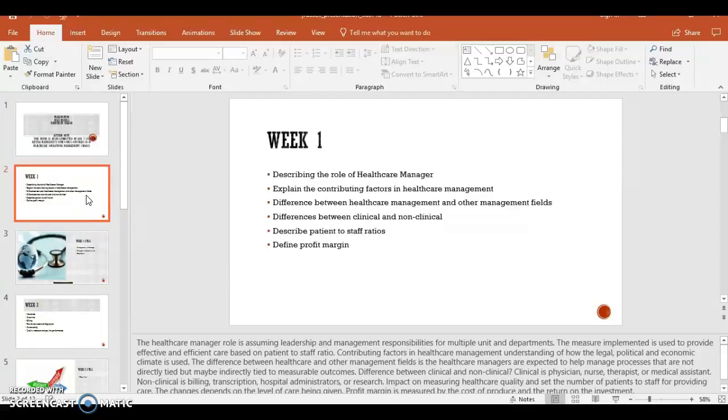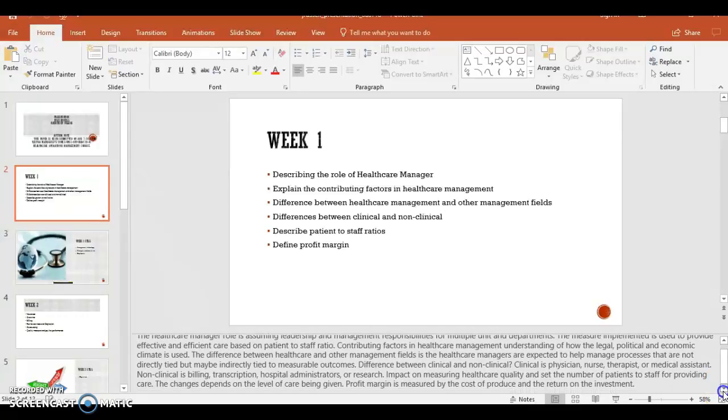The difference between healthcare and other management fields is that healthcare managers are expected to help manage processes that are not directly tied, but may be indirectly tied to measurable outcome. Difference between clinical and non-clinical. Clinical is physicians, nurses, therapists, or medical assistants. Non-clinical is billing, transcriptions, hospital administration, or research.